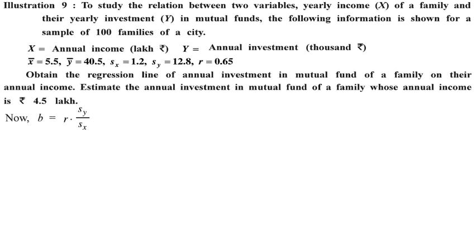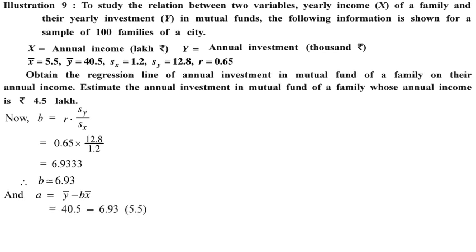The formula is R into SY upon SX, and as we know, we will put the values into our equation and we will get the answer as B is equal to 6.93. Now put this value into our formula for A, that is Y bar minus B X bar. Y bar here is 40.5 and X bar here is 5.5 and B is 6.93.